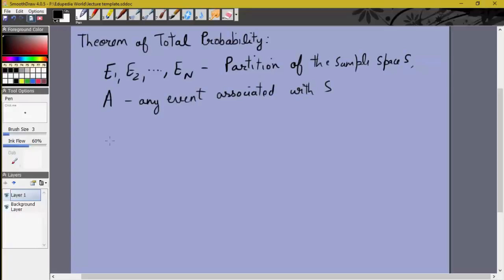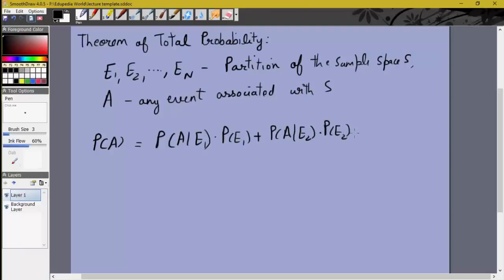Then the theorem of total probability says the probability that A will happen is the probability that A will happen given that E1 will happen multiplied by the probability that E1 will happen, plus the probability that A will happen given that E2 happens times the probability that E2 happens, plus ... until, you guessed it, the probability that A happens given that En happens multiplied by the probability that En happens.